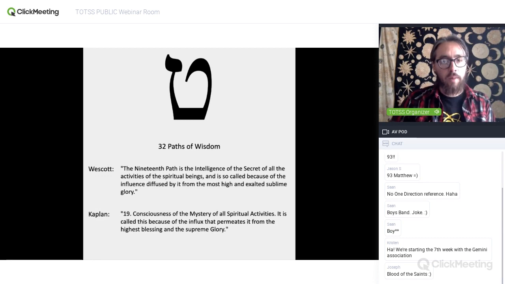All right, so our path of wisdom here, this is the 19th path. Westcott gives, the 19th path is the intelligence of the secret of all the activities of the spiritual beings, and is so called because of the influence diffused by it from the most high and exalted sublime glory.